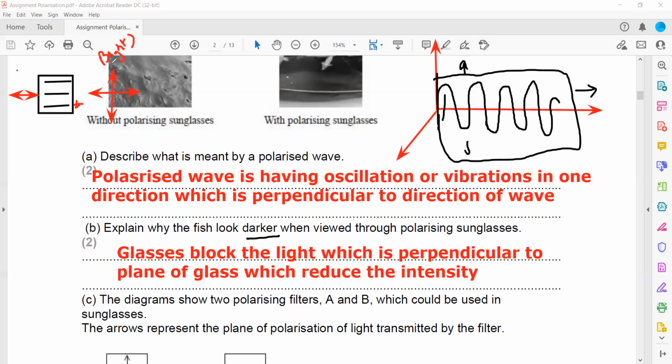This is always the case. Whenever we observe light through polarizing sunglasses, it will always appear to be dim because it does not have many components. It has only one component. So the fish look darker when viewed through polarizing glasses because the glasses block the light which is perpendicular to the plane, and that reduces the intensity. That's why it appeared to be darker.